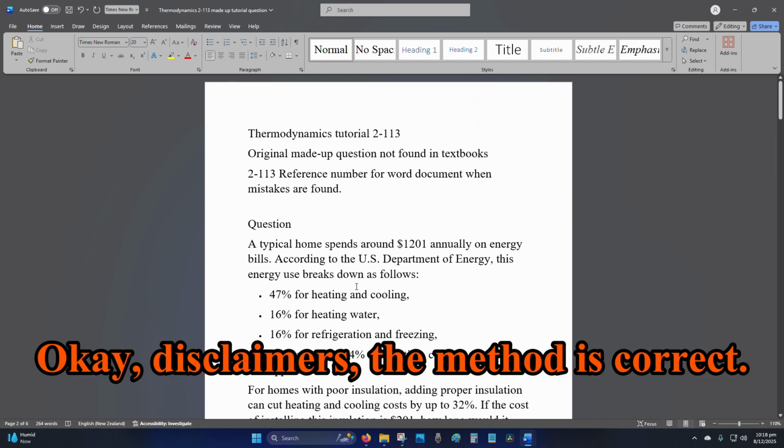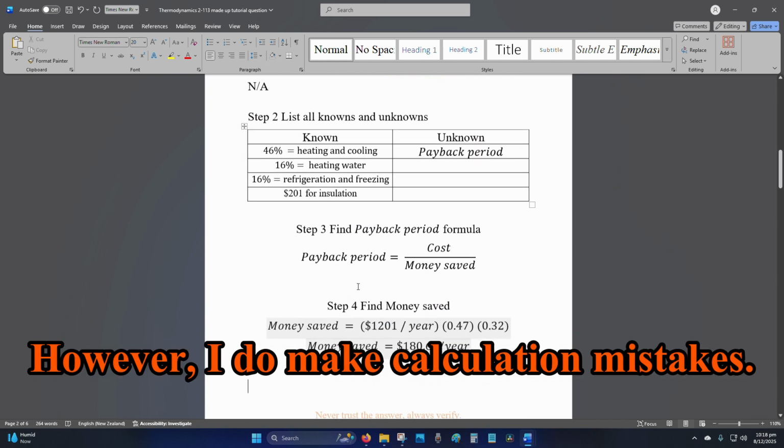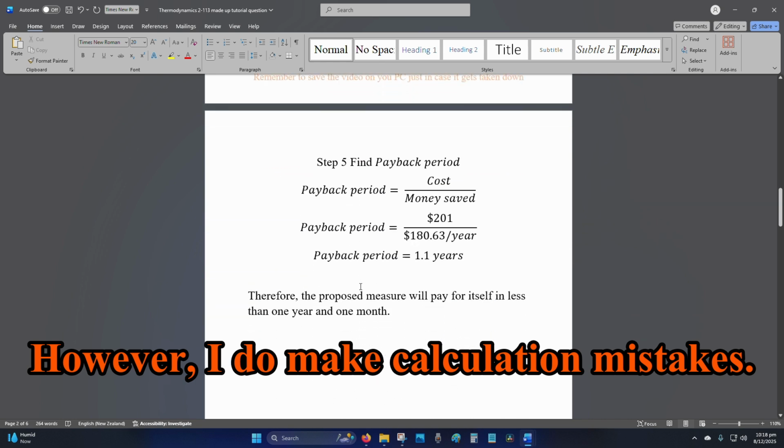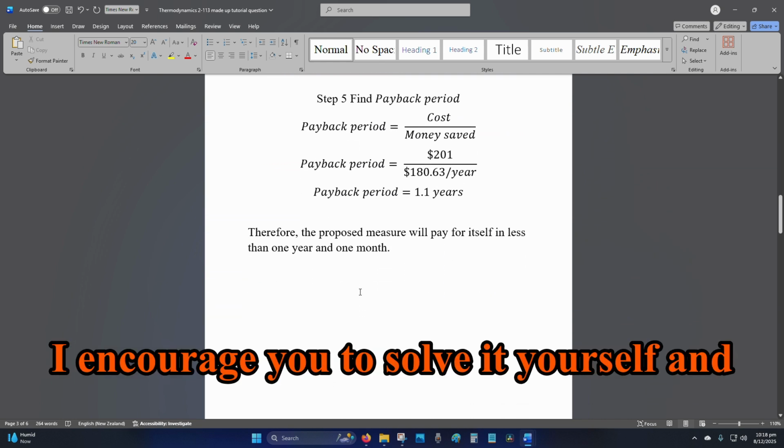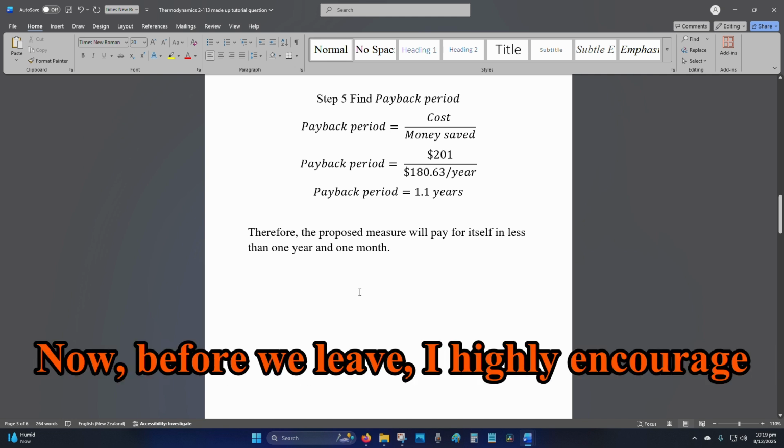Disclaimers. The method is correct. However, I do make calculation mistakes. I encourage you to solve it yourself and see if you get the same answer.